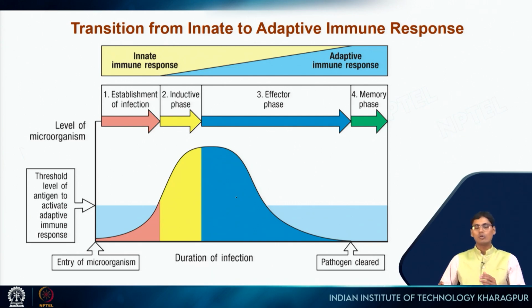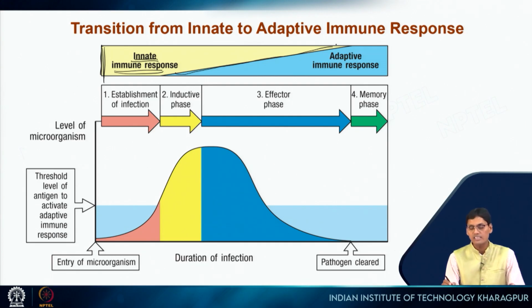How the adaptive immune system is getting activated, the transition from innate to adaptive immune response. This chart I already explained. I am not going into the details, but as you can see here, at the very beginning, the whole contribution is coming from the innate immune response. Then slowly, as you can see, the innate response is coming down. There is not that much requirement for that particular pathogen.